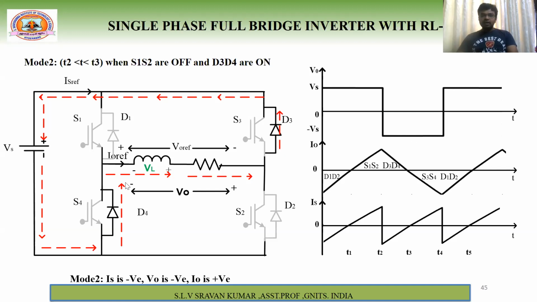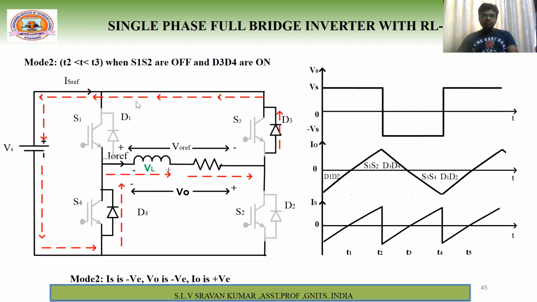But what about the current? This current direction is following your reference current direction, so the current is still positive. But the slope is negative because the inductor is discharging. In the first mode of operation, from T1 to T2, the inductor gets energized. Here the inductor gets discharged, and that's why the slope is negative. Now I'm coming to the source current. What about the source current? This is the reference direction.